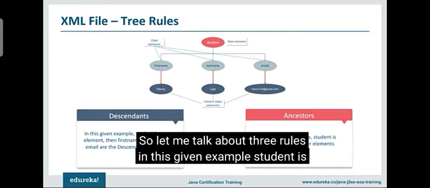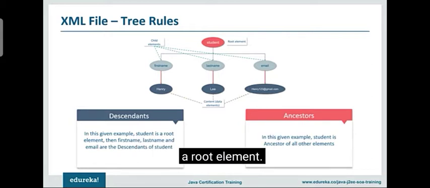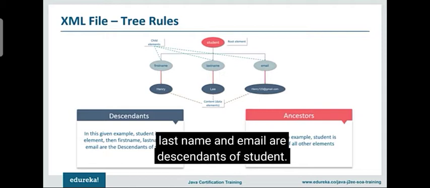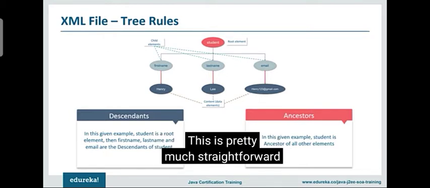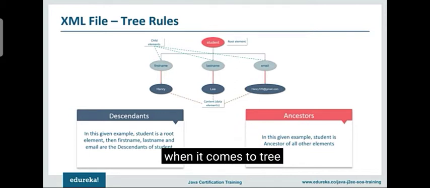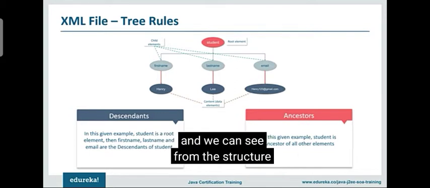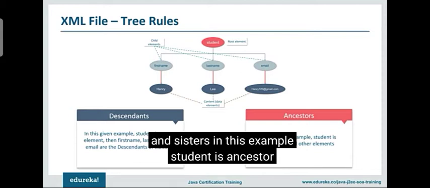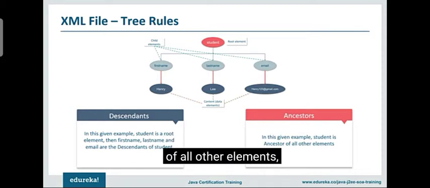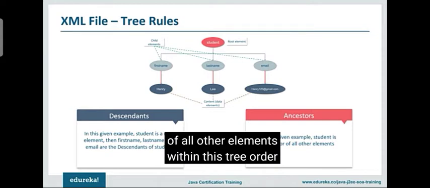In this given example, student is the root element, then first name, last name, and email are descendants of student. This is pretty much straightforward when it comes to a tree. So you have a root node and you have descendants, and we can see that from the structure. Ancestors: in this example, student is the ancestor of all other elements. It's the root node, so it's an ancestor of all other elements within this tree.